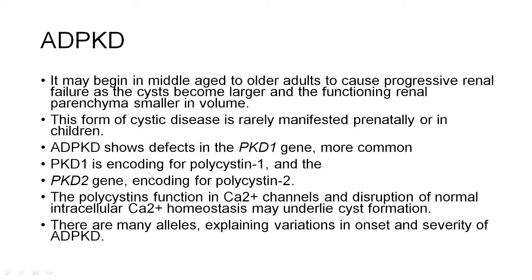PKD1 encodes for polycystin 1 and PKD2 encodes for polycystin 2. The polycystins function as calcium channels, and disruption of normal intracellular homeostasis may underlie cyst formation. There are many alleles explaining variation in onset and severity of autosomal dominant polycystic kidney disease.